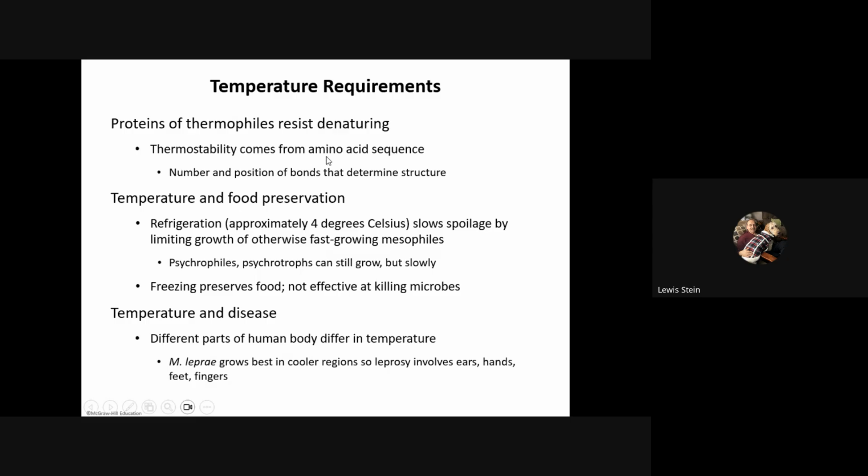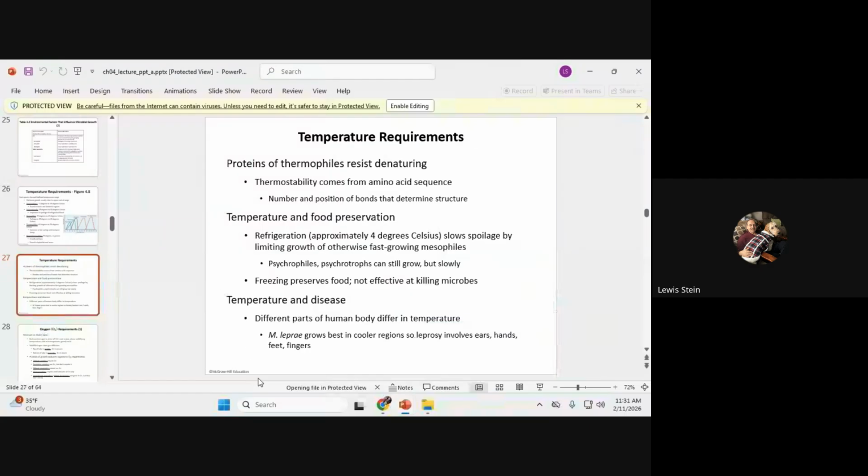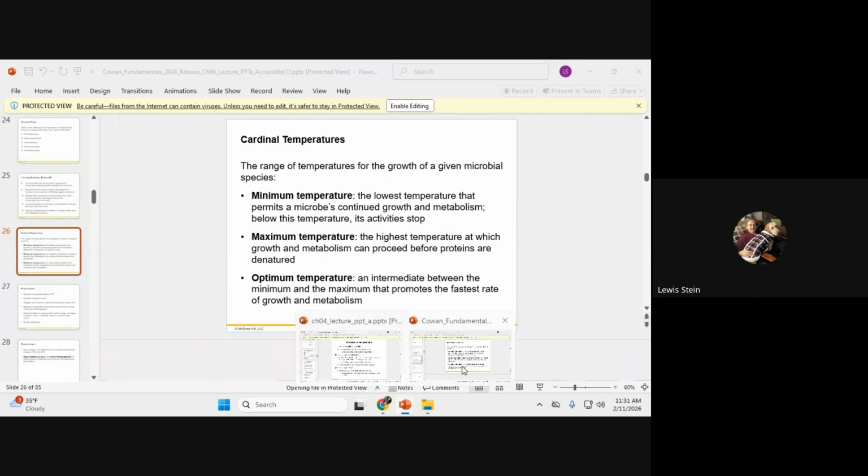Thermophiles are about denaturing, and refrigeration is typically about 4 degrees Celsius. It slows spoilage, limiting it. Stuff still spoils, they can still grow, but so slowly. Freezing is a preservative, but not fully effective, because of what happens when you defrost it. But here's the leprosy nugget. I like that graph, that's why I went there. We're going to use it on Friday when we go over this growth curve, which I think is about the most important thing we can study in this.